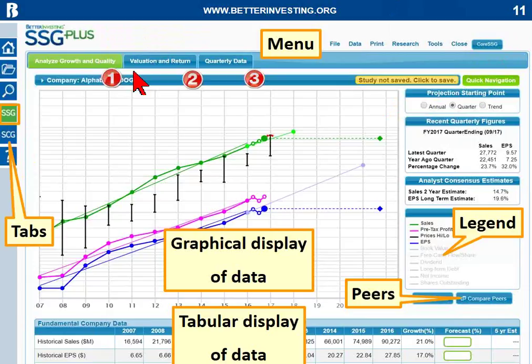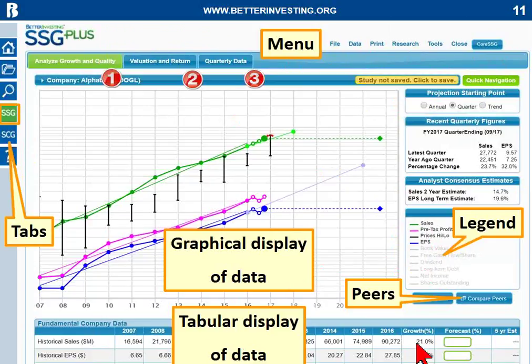Other areas of the screen that we have going on, this is the top menu section. We'll go through some of these tonight. File is where you're going to copy a study or save a study. Data is where we can change the data. Print, research tools, we'll get to those near the end of the class. In the middle is a big graphical display of data. The SSG Plus has all of the graphs in one grid here. There's a legend to turn the various data items on and off on the graph.